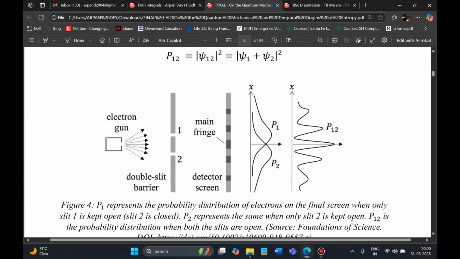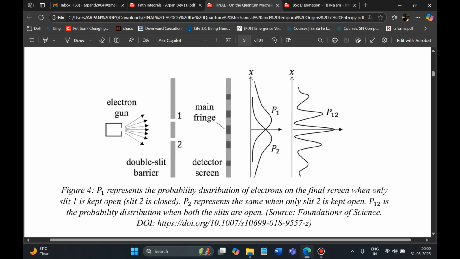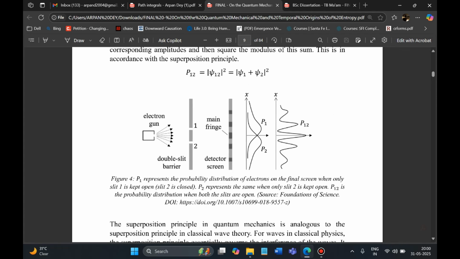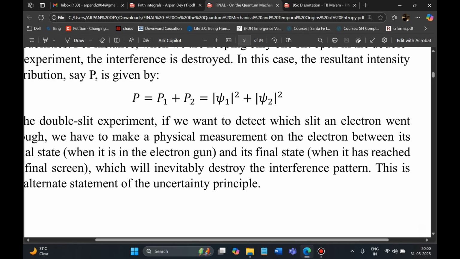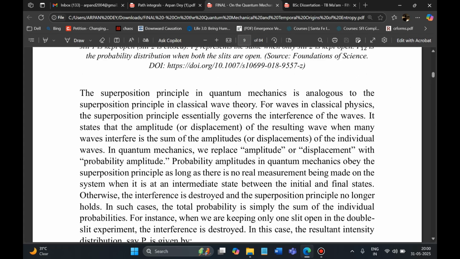And mathematically this means that this is the probability P1, this is the probability P2. P1 is basically the mod square of the wave function psi 1, corresponding to the case when the electron passes through slit 1. And similarly P2 is mod psi 2 square, where psi 2 is the probability amplitude corresponding to the case when the electron passes through slit 2. So if we try to measure whether the electron passed through slit 1 or slit 2, then the interference pattern is destroyed, and the probability is simply given by what we classically expect, the sum of the two probabilities, P1 plus P2, mod square psi 1 plus mod square psi 2.